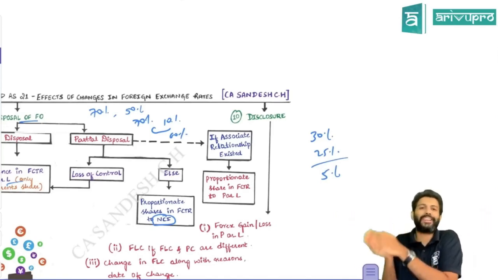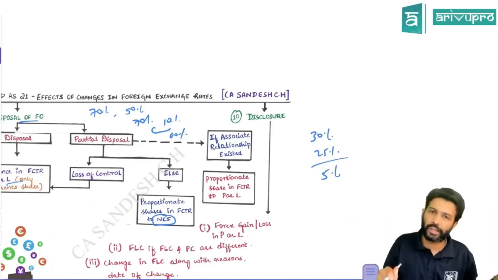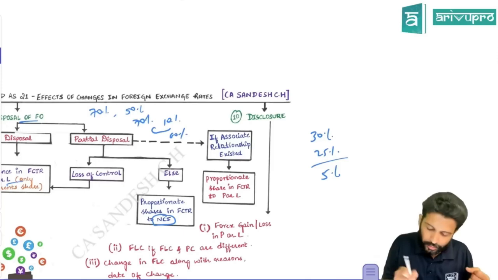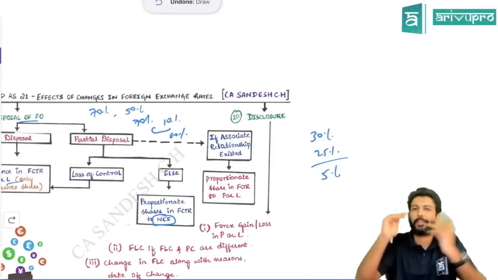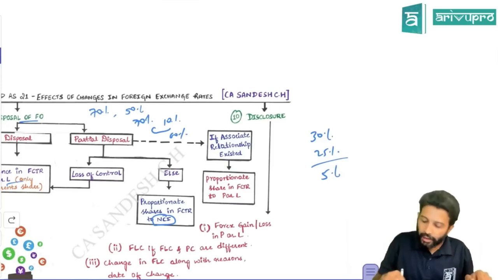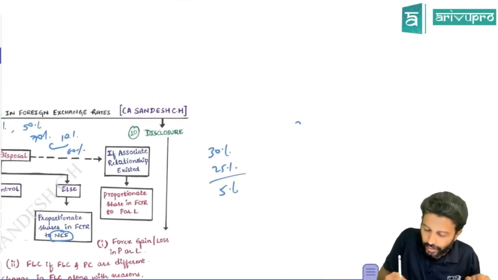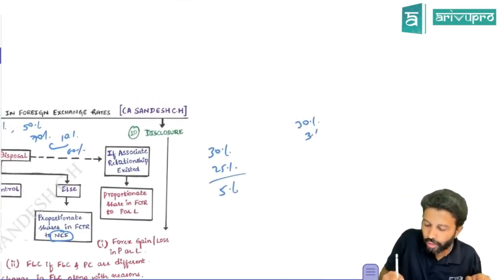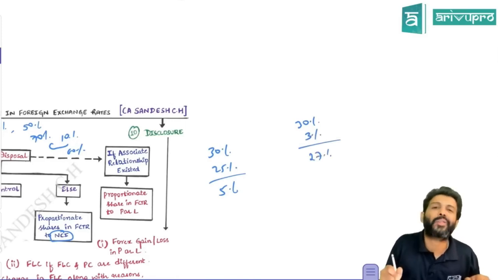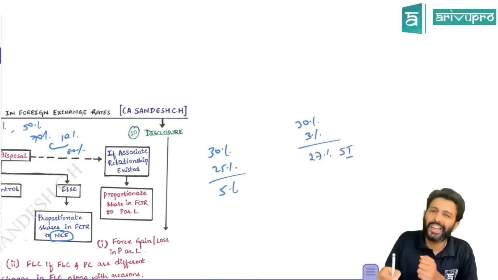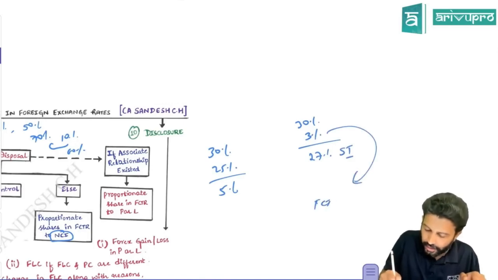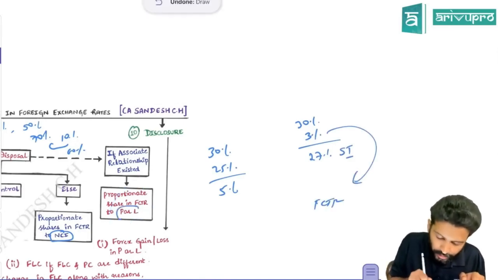So if you have lost significant influence due to full disposal or partial disposal, whatever FCTR balance you have, you transfer it off to P&L. Okay, the full FCTR balance you transfer to P&L because you lost significant influence. However, if you have not lost it, let's say you had 50%, you sold off only 3%. That means you still have 47%, correct? So you still have SI. If you still have SI, only 3% of FCTR, the proportionate FCTR balance, you transfer to the P&L account.